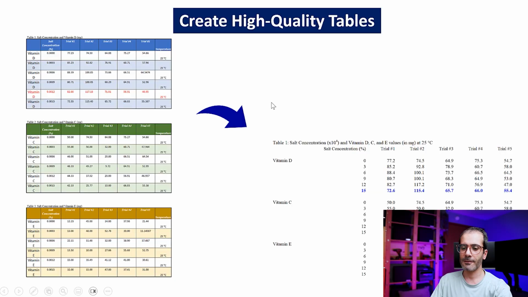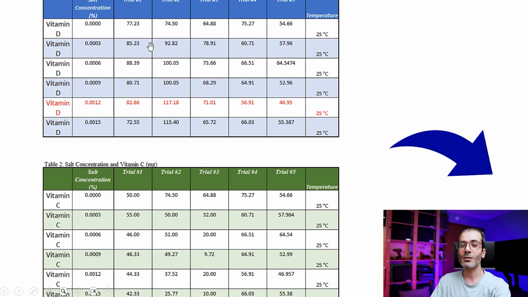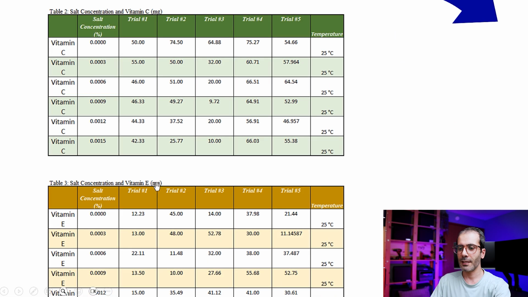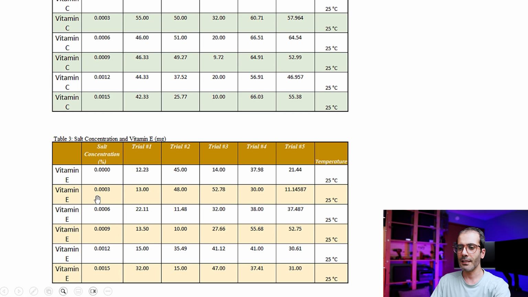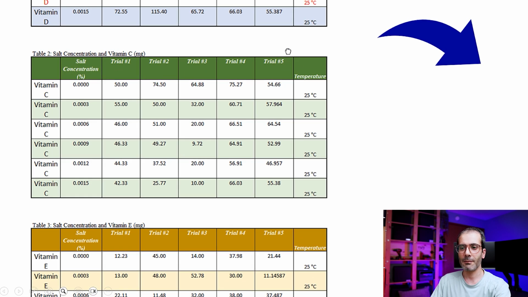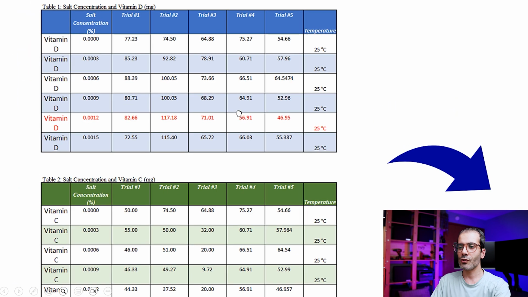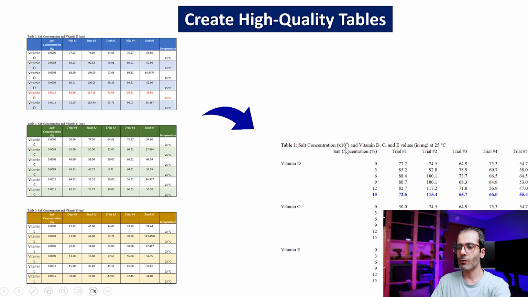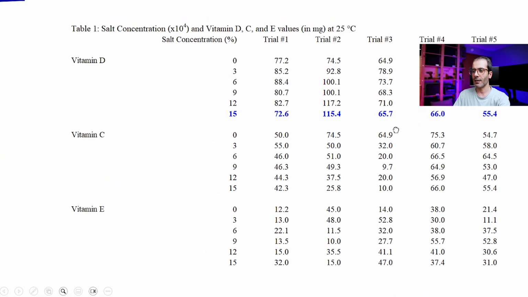So I'm done with how to present the figures and the schemes and graphics, but here I want to show you how to make high quality tables. On the slides on the left, you can see I have 3 tables, and each of these tables are related to that imaginary example that we had, the vitamin D, vitamin C, and vitamin E at 25 degrees C, and different salt concentration. I have measured it in 5 different experiments, right? So now I want to change that and make a high quality table like what you see on the right.